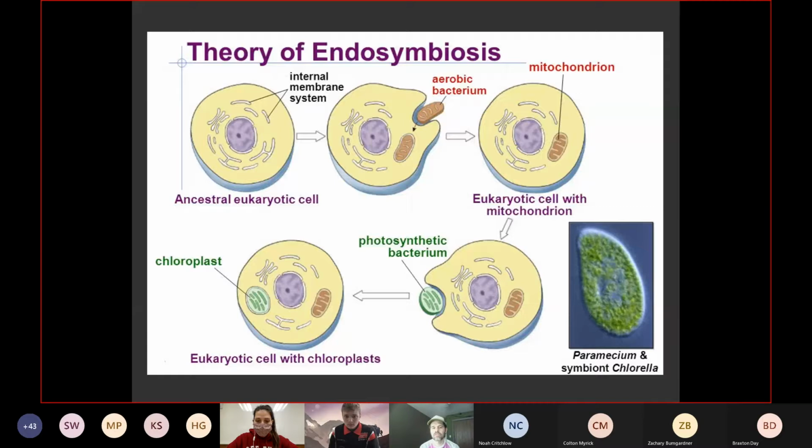Trying to get you to think like a biologist here and move outside of the simple recall and synthesize some information.